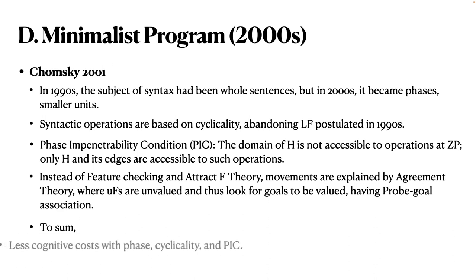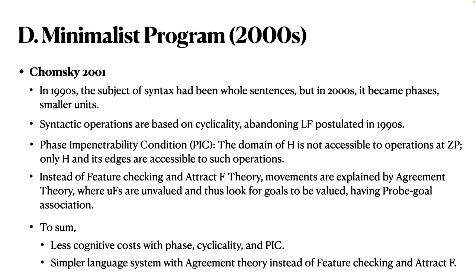In summary, in the 2000s, the theories under the minimalist program are more advanced in terms of economy and minimality than in the 1990s. With the postulation of phase, cyclicity, and PIC, it reduced the cognitive burden by narrowing the target of syntactic operations from the whole sentence to the phase. In addition, the language system is described more simply by explaining movement only through agreement theory instead of feature checking and Attract F theory.